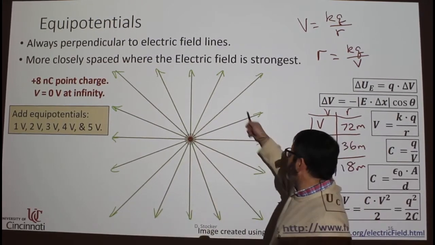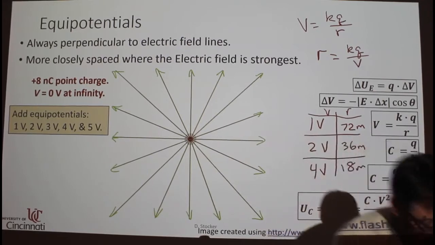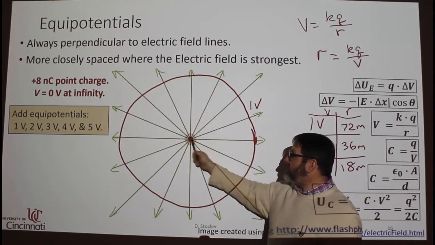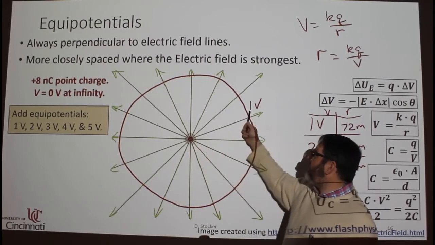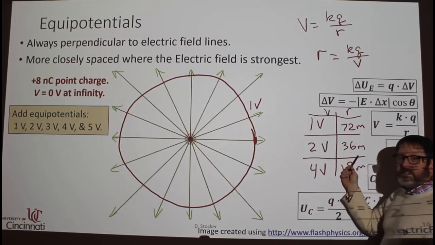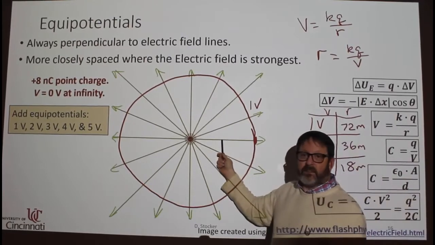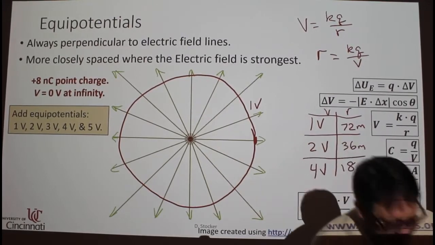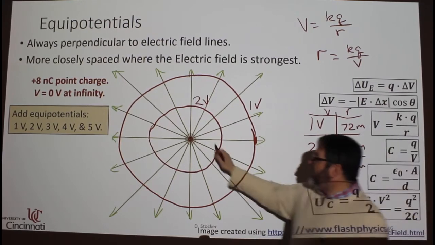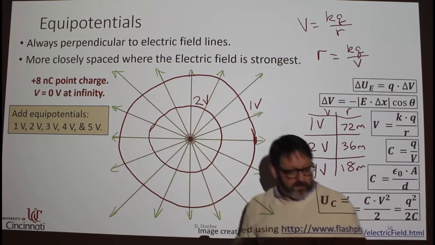So if I call this distance 72, I draw a circle with a radius 72 meters centered on the charge, and then I label it that this is 1 volt. 36 meters is half this distance, so that's where 2 volts is. And then 18 meters is half of 36, so this is where 4 volts is.